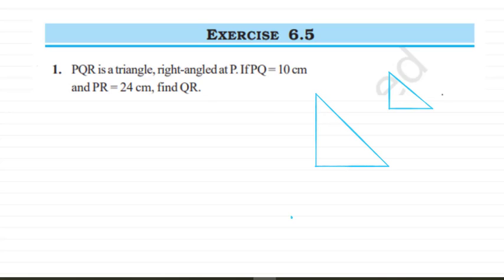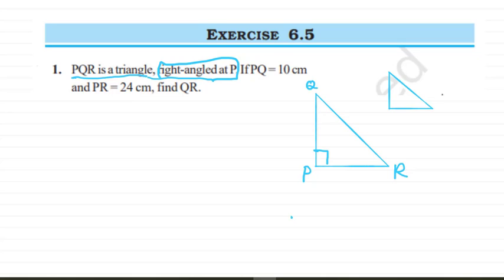So here the question is PQR is a triangle. I'm just not labeling it. First you have to read all the information here. So in triangle PQR, which is right angled at P, this thing we have to see. It is right angled at P, that means this angle will be 90 degrees and that will be P. The other two vertices you can name anywhere you want, like Q and R.